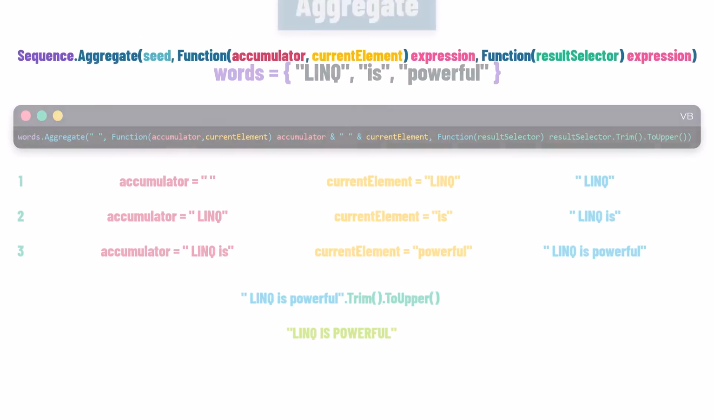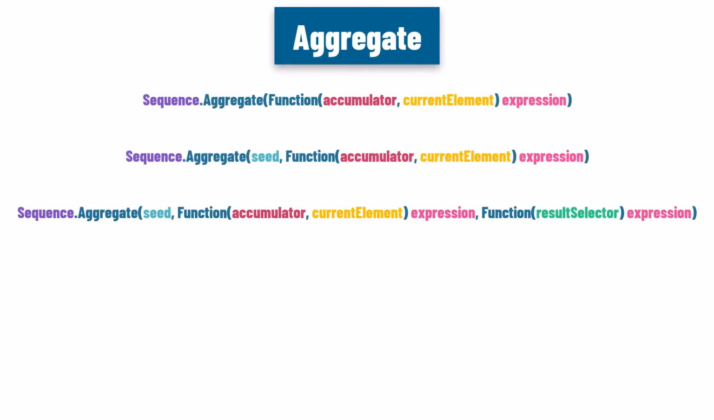Let's now summarize the overloads of aggregate method. The first one takes only one parameter, which is a lambda expression with two parameters. It starts with the first element of the sequence as the initial accumulator value. The accumulator then aggregates each element of the sequence one by one. The second overload begins with a seed value as the initial accumulator. The accumulator aggregates each element from the first one onward. The third overload is similar to the second overload, but allows for a final transformation of the aggregated result.